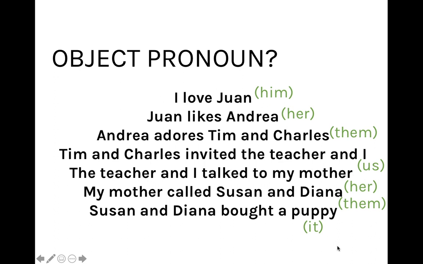Susan and Diana bought a puppy. Puppy is an animal. It's a little dog. And a puppy is the object of the verb bought in the past. So the object pronoun we use is it.